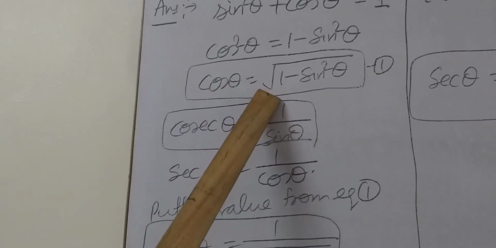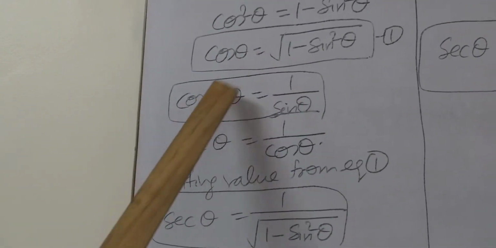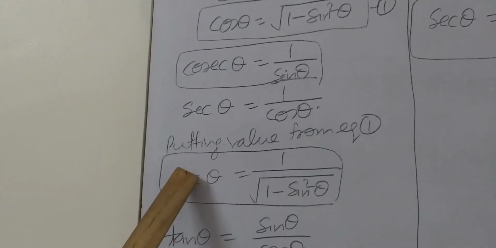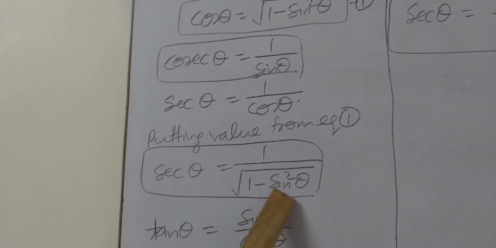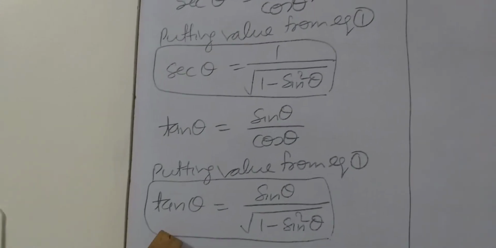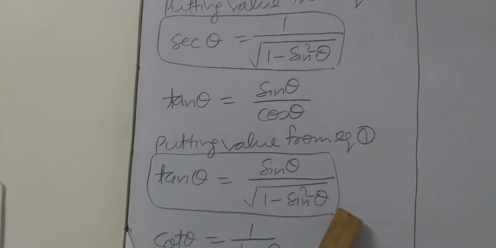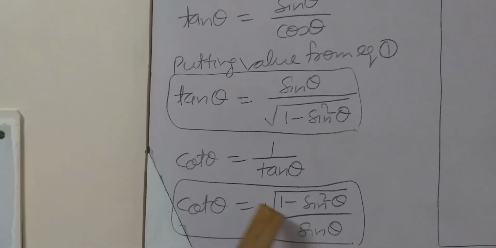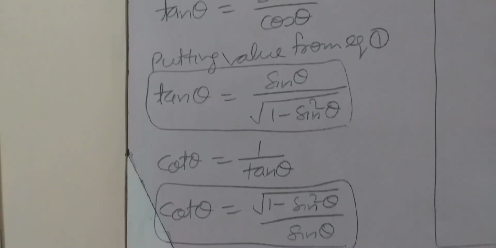Cos theta equals root 1 minus sin square theta. Cosec theta equals 1 upon sin theta. Sec theta equals 1 upon root 1 minus sin square theta. Tan theta equals sin theta upon root 1 minus sin square theta. Cot theta equals root 1 minus sin square theta upon sin theta.